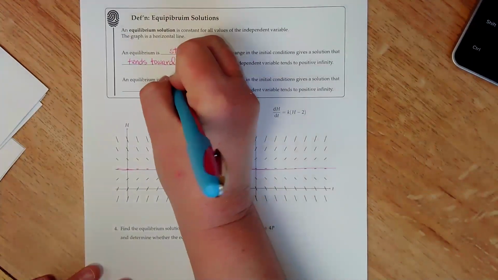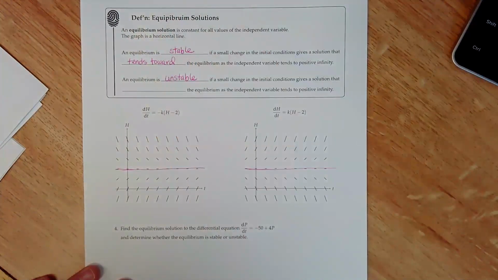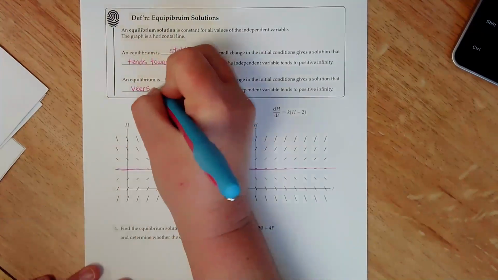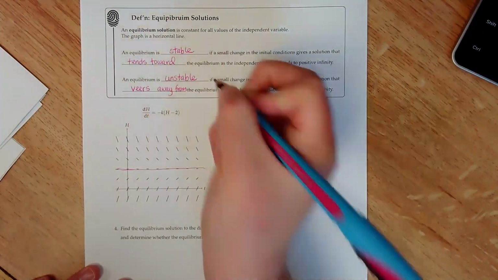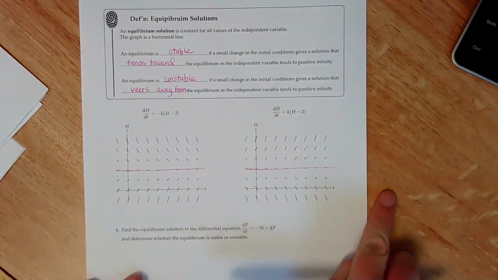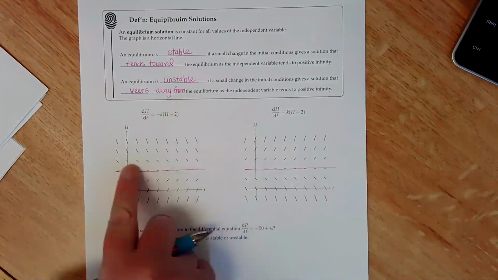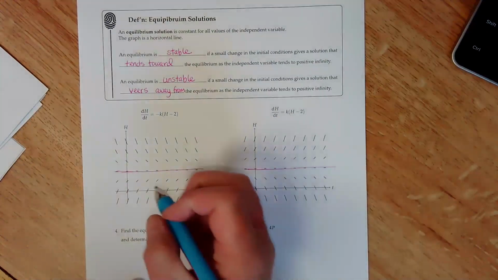And we would say it's an unstable one if a small change in the initial condition gives a solution that veers away from the equilibrium as our independent variable goes out to infinity. Okay. So here, we've identified this is our equilibrium solution, and let's pick an initial condition and follow it.